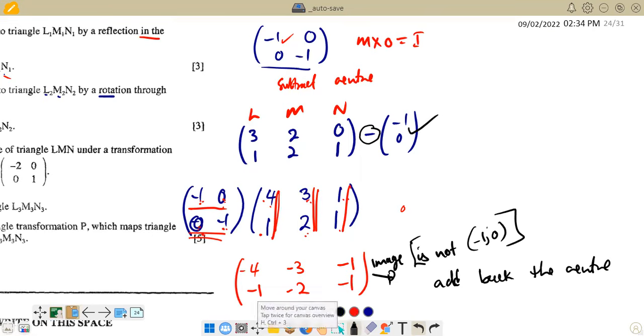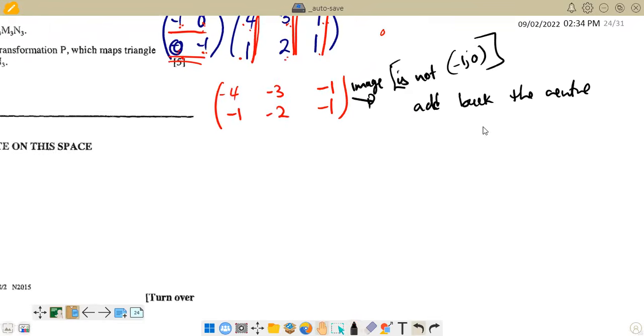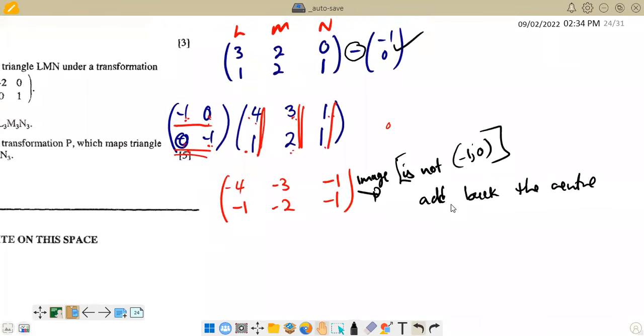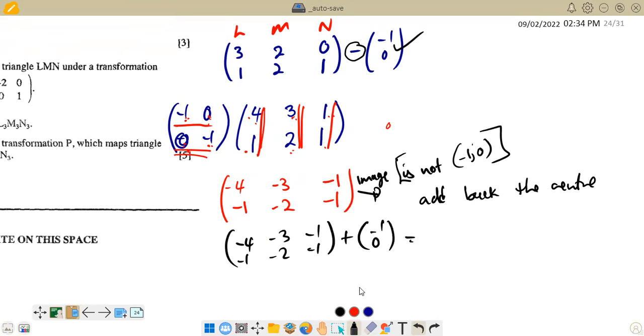So what was the center? The center was -1, 0. So on your answer, add that center again. So now it becomes the exact image. So -4, -1, -3, -2, -1, -1. We add back our center, which is -1, 0. So by doing this, we now have the exact image, which is L2, M2, N2. Remember, it was LMN, LMN. So it's going to be L2 because this is the second image.